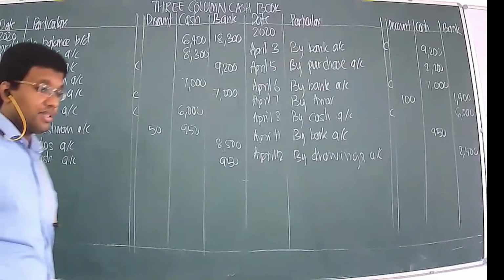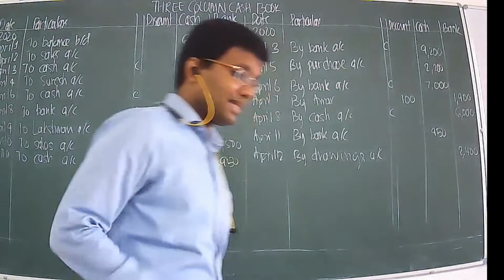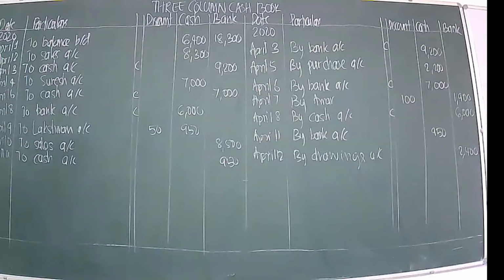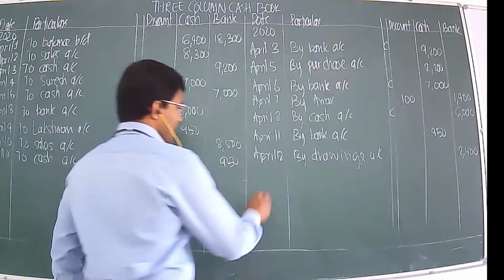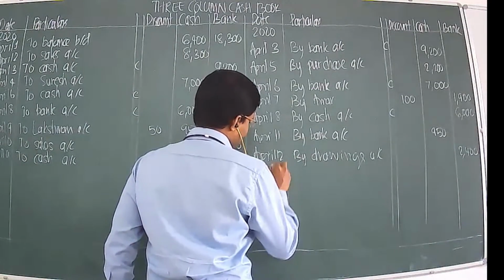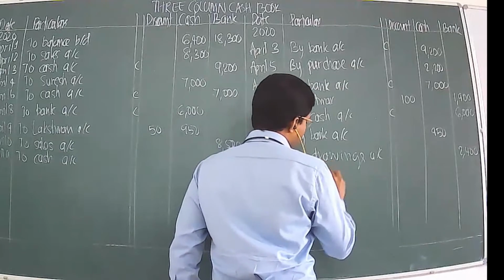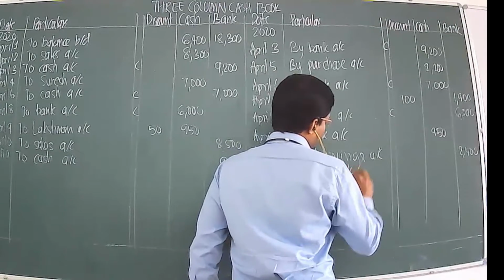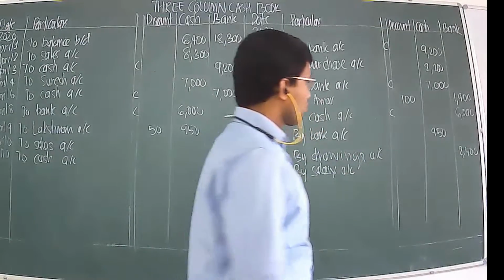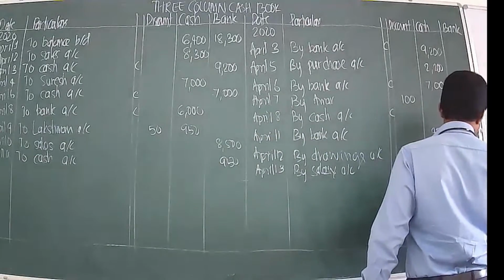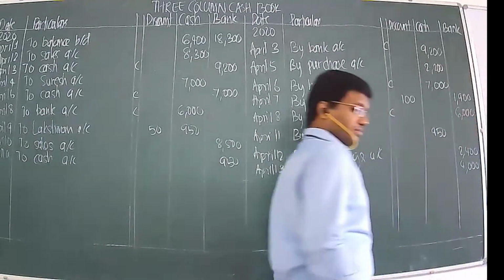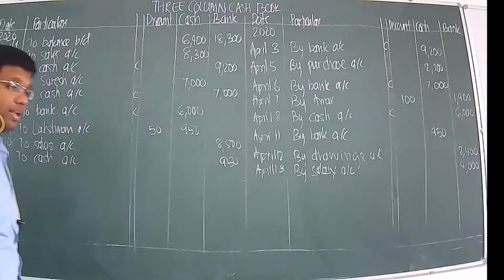13th of April, what is happening is paid salary by check. So you're issuing a check and you're paying salary off. So April 13th, by salary account, and the amount is 4,000, and the amount is going directly out from your bank account. Okay, let's look at the last one.